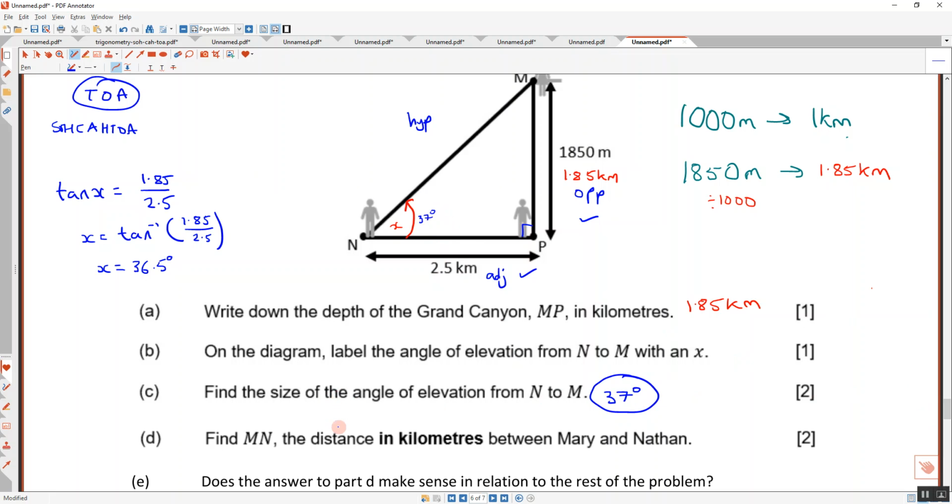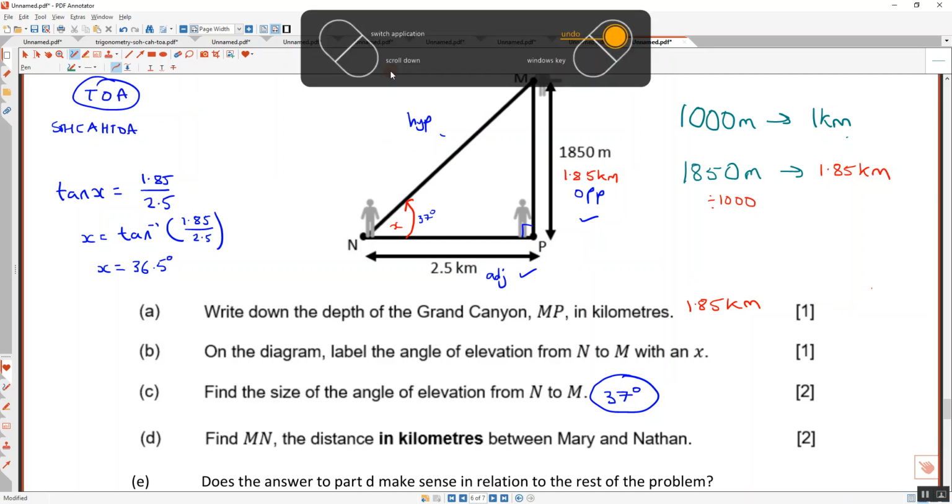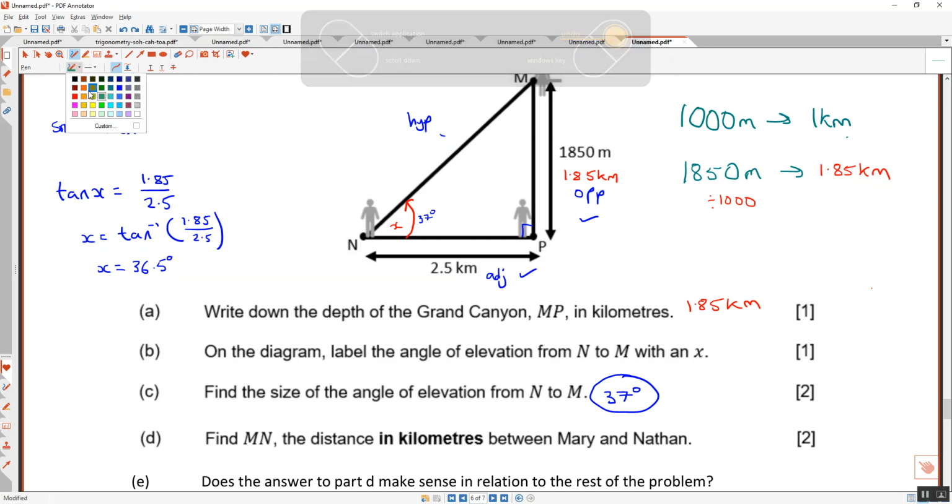Okay, last part. Find the distance in kilometers between Mary and Nathan. So this distance, let's use a different color. Y. Let's use an even differenter color. Let's use purple. Okay, so we've got ourselves a right angle triangle. I know this side, I know this side. So I can just use Pythagoras. I'm trying to find the longer side.